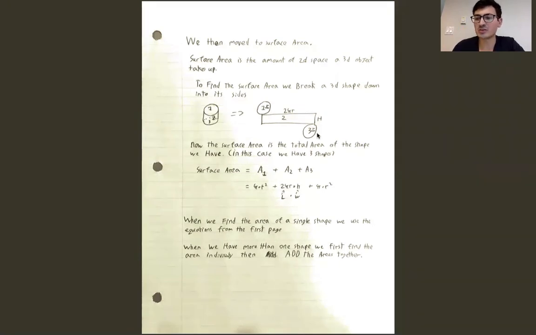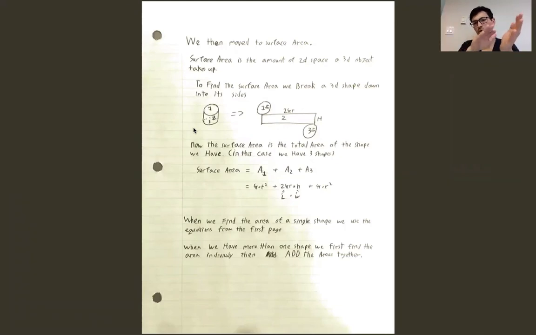So to find the surface area, we want to draw the net of the shape. So to do the net, we want to break it down into its edges, or the outside of the shape. So here, we have a cylinder. It has a base that is a circle, a top that is a circle, and then the shape that goes around it. So if we imagine we put a cylinder down, we roll it.